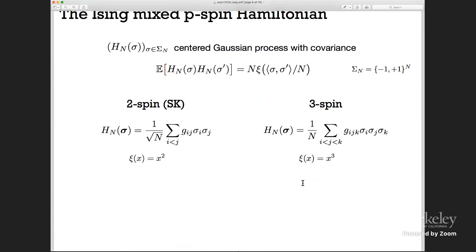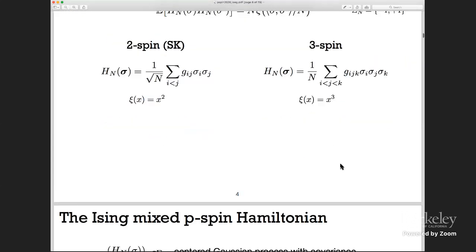Two examples to keep in mind are the two-spin, or the Sherrington-Kirkpatrick Hamiltonian, which is just a quadratic here. It depends on the product sigma i, sigma j, and these coefficients are Gaussian and random. And xi in this case is just x squared. The second example I want you to keep in mind is the three-spin model, which is almost the same thing, but here we have polynomials of degree three. And these G_ij_k are still Gaussian, okay?